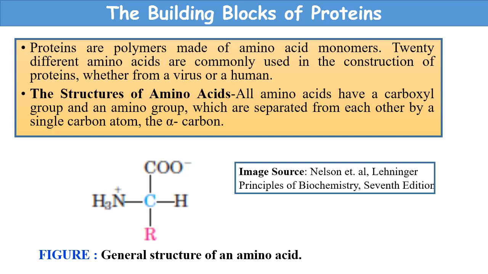So in the figure, you can see a general structure of an amino acid. The carbon atom, which is also known as the alpha carbon, has a carboxyl group, an amino group, a hydrogen atom and an R group.